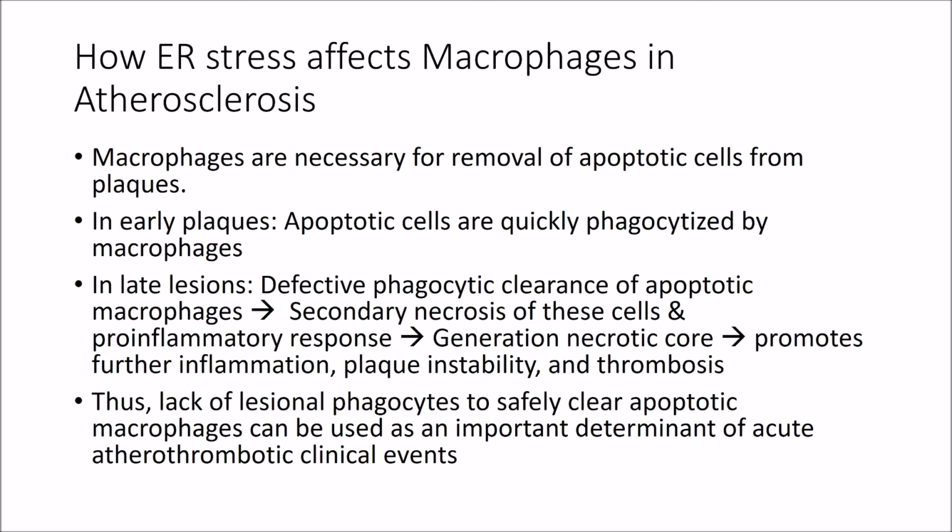The cumulative effect of all these late lesional events is the generation of a necrotic core, which, in concert with pro-atherosclerotic effects of residual surviving macrophages, will promote further inflammation, plaque instability, as well as thrombosis. Thus, the ability, or the lack thereof, of lesion phagocytes to safely clear apoptotic macrophages may be an important determinant of acute atherothrombotic clinical events, which can serve as a potential biomarker. So this is important.